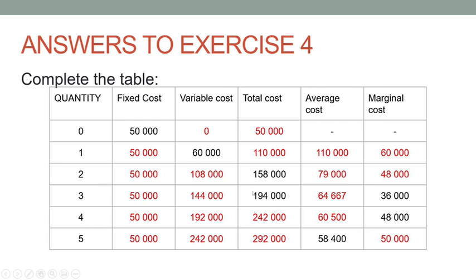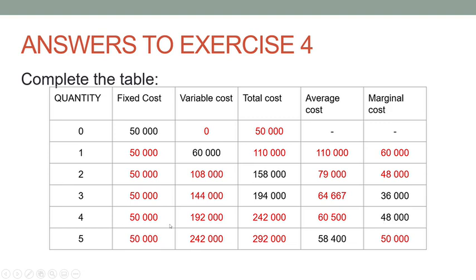This is going to be calculated in exactly the same way. So it's 194,000 for total cost. Okay. So we see there, 194 minus 50 gives you 144, and then you take that 194 divided by 3, you gave us 64,667. And then here we had the marginal cost of 48,000. That's all that was given.